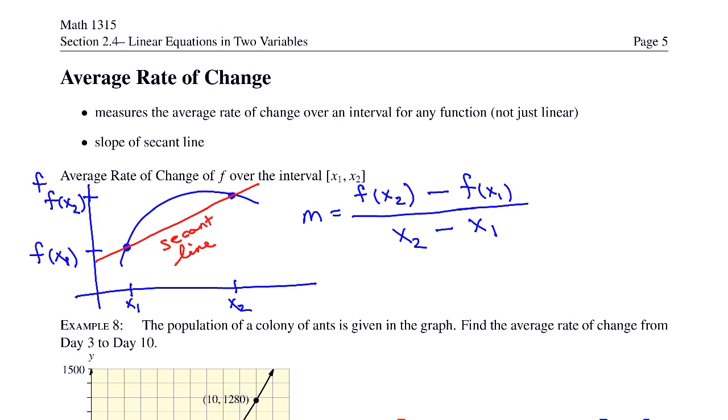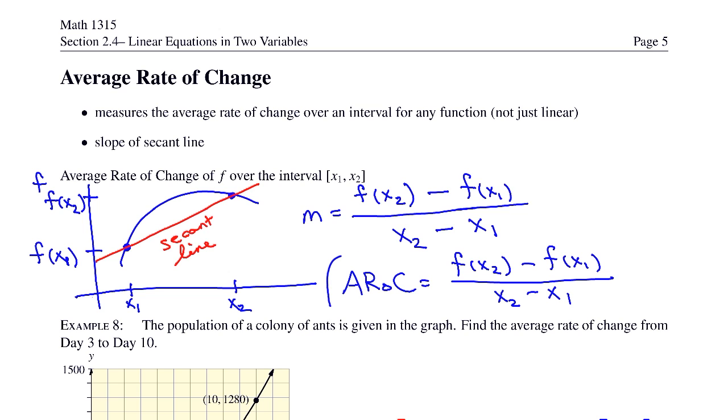The slope of the secant line is what we call the average rate of change for the whole function. So average rate of change is equal to f of x2 minus f of x1 over x2 minus x1. Therefore, average rate of change is nothing more than the slope of the line between 2 points on any function. It does not have to be a line that you start with.